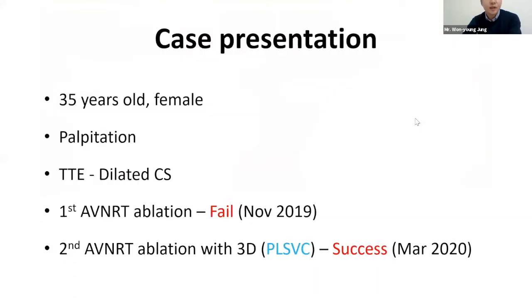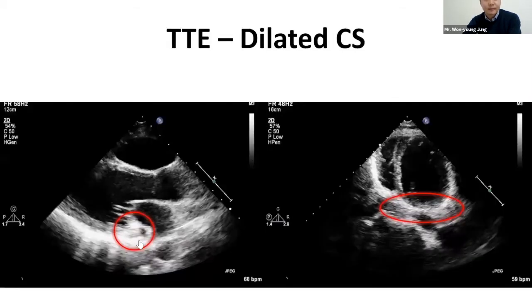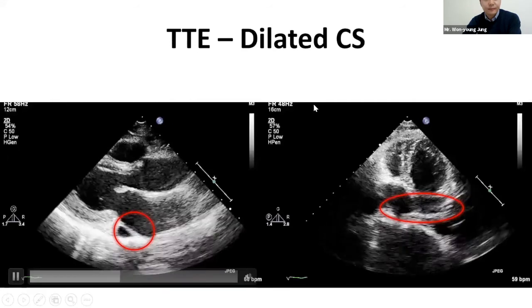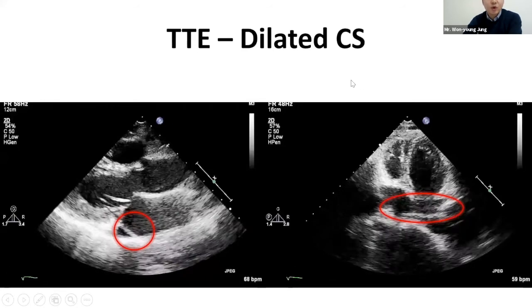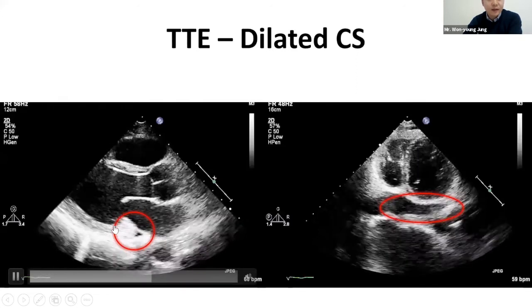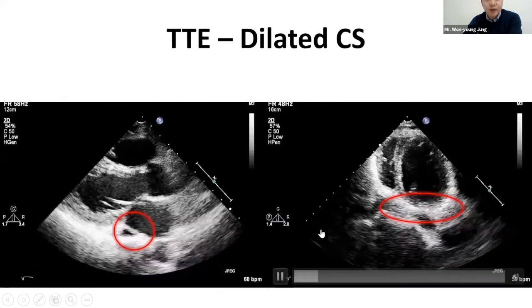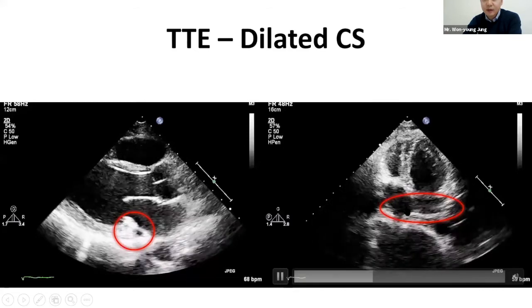Case presentation: a 35-year-old female. She complained of recurrent palpitation. Transthoracic echocardiogram showed a dilated coronary sinus. The first AVNRT ablation failed. We did AVNRT ablation with 3D, and it was successful. TTE showed the dilated coronary sinus in the parasternal long axis view here, and the tilted apical four chamber view here.